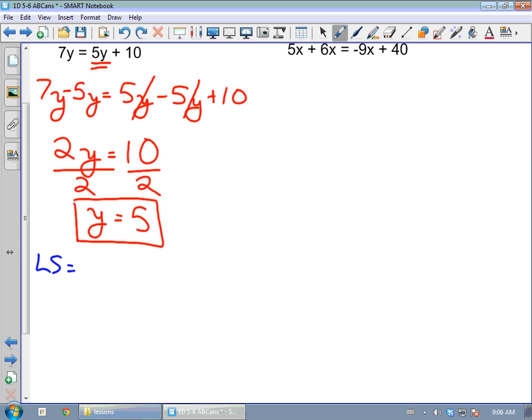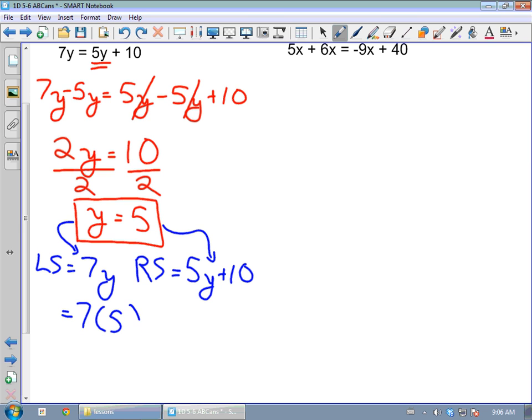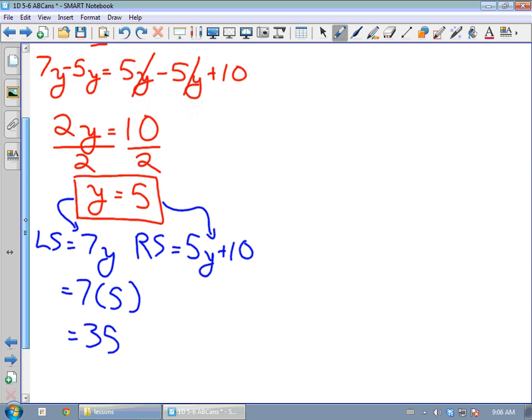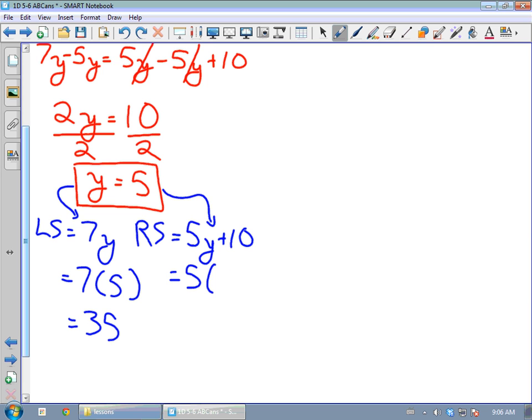We've got our left side was 7y, and our right side was 5y plus 10. I've done all this work to figure out that I think y should be equal to 5. What happens when we sub y equals 5 into the left side and the right side of our equation? So let's see, on the left side we get 7 times 5 equals 35. On the right side we get 5 times, let's sub in that y for 5, plus 10. And then we can evaluate this. 5 times 5 is 25. 25 plus 10 is 35. Left side is equal to right side. So we are happy. We know that we have solved this equation correctly because when we sub those in, we got the same thing on both sides.